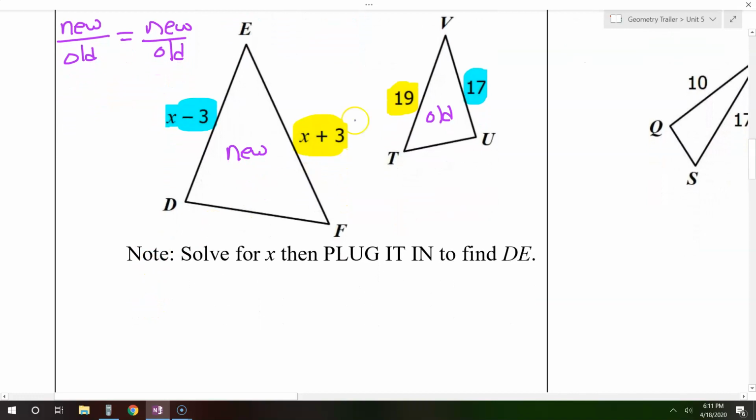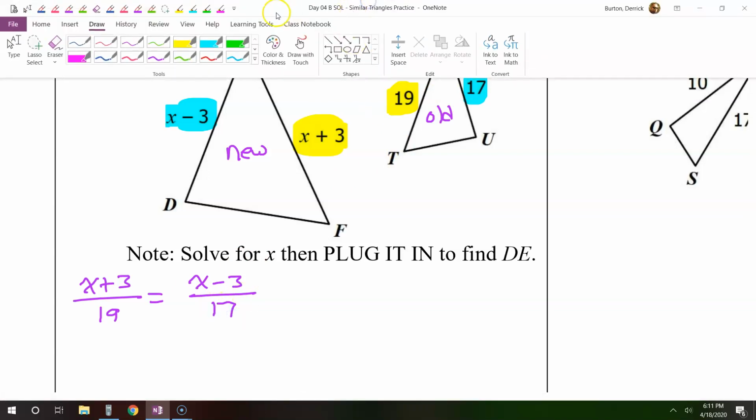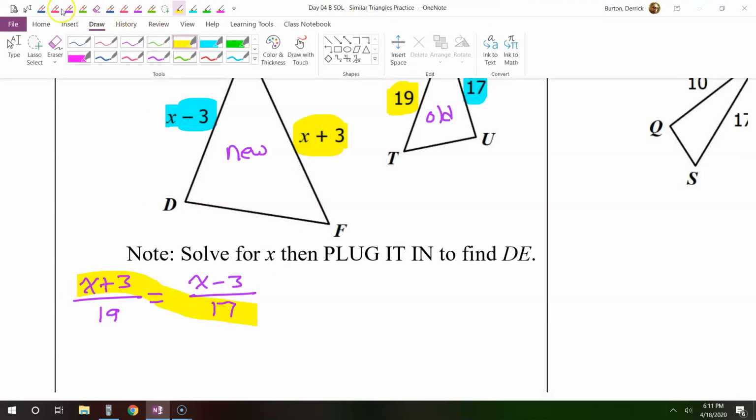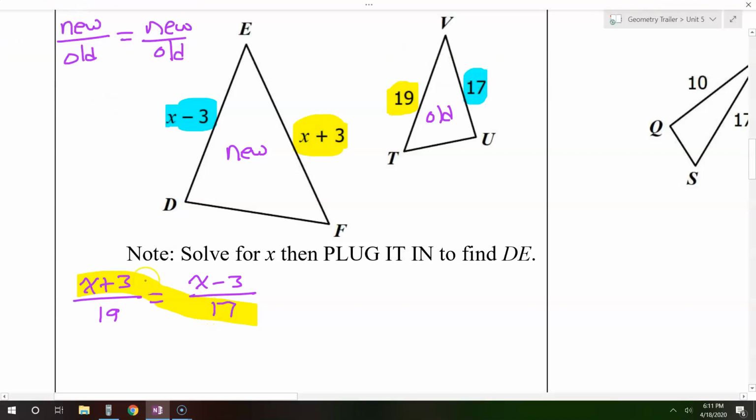Okay, so looking at the yellows, new over old would look like this, x plus 3 over 19. Now looking at the blues, new over old would be x minus 3 over 17. And then you cross multiply. So look at this diagonal. We are going to do the distributive property. I'm going to take this 17 and multiply it here and here.